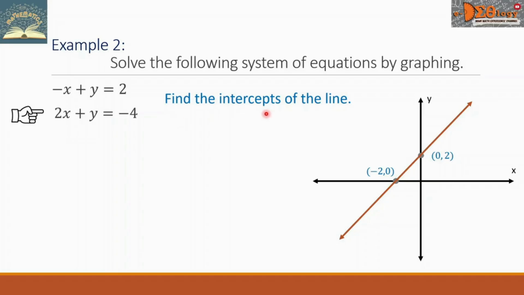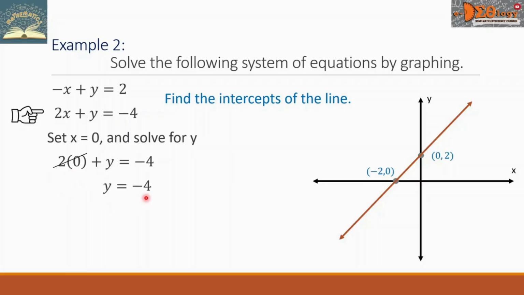Also, we find the intercepts of this line. We set x equals 0 and solve for y. So 2x plus y equals negative 4 becomes 2 times 0 plus y equals negative 4. This 2 times 0 is cancelled out, so we have y equals negative 4. So the first point is 0, negative 4, or we say this is the y-intercept. What about the x-intercept? We set y equals 0 and solve for x.